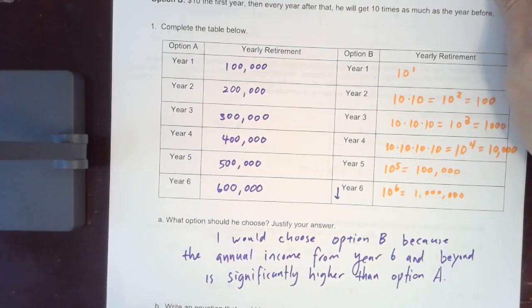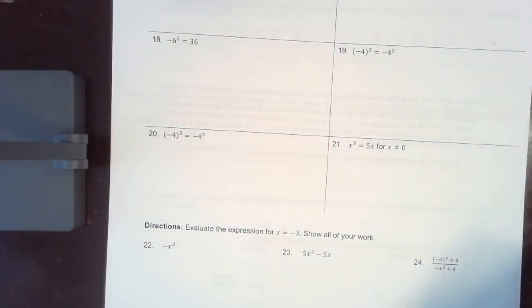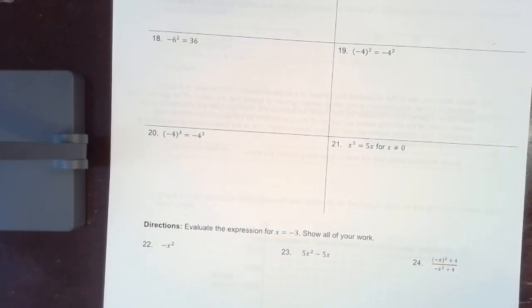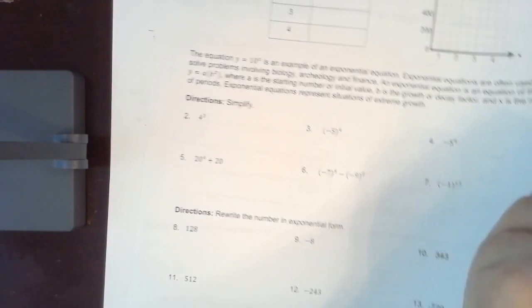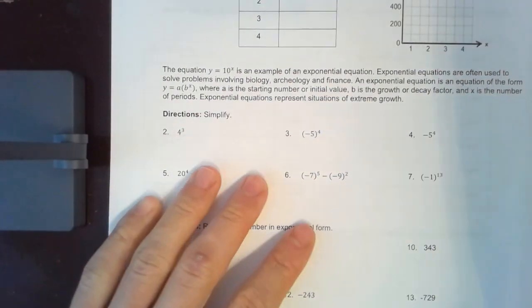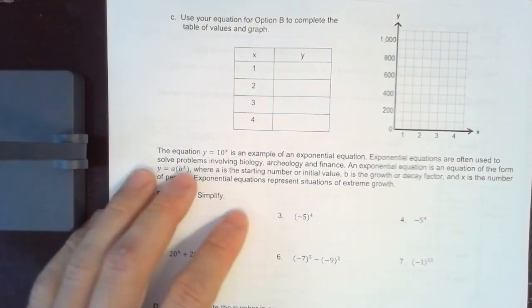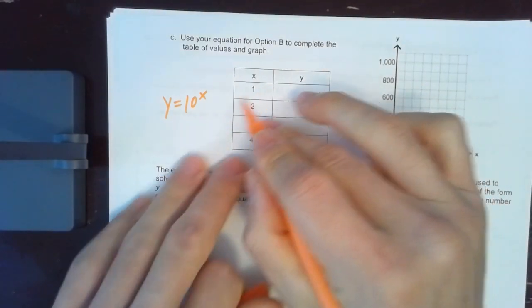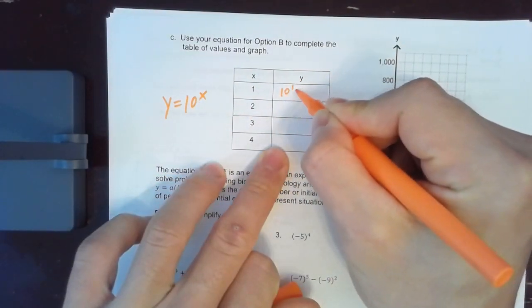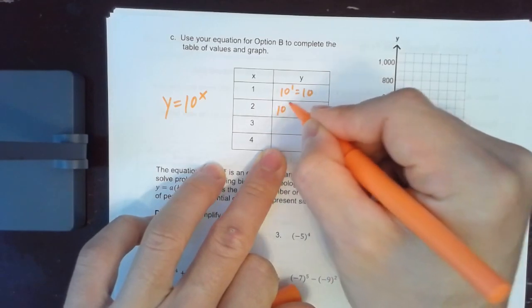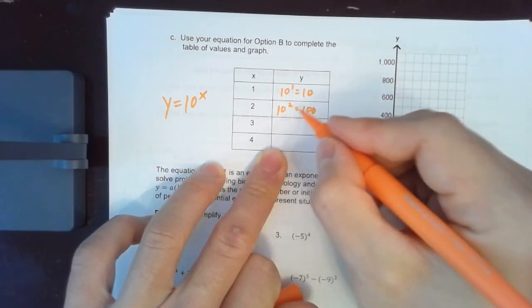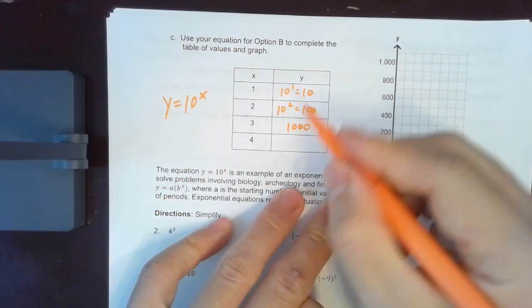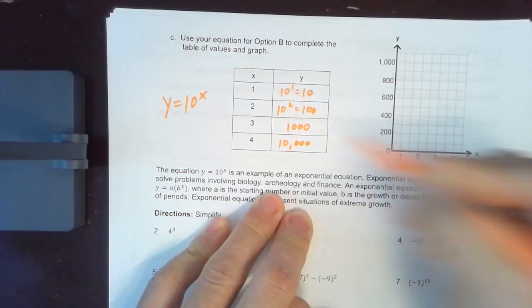Okay, so now let's go ahead and go to the next page. And I think I'm going to use a different page because this is double-sided. So it says, use your equation for option B to complete the table of values. Okay, so I'm going to go ahead and write the equation one more time. It's y equals 10 to the x. So if you plug in 1, you would get 10 to the 1, right? And you get 10. 10 squared would be then 100. 10 cubed would be 1,000. And 10 to the 4th would be 10,000.